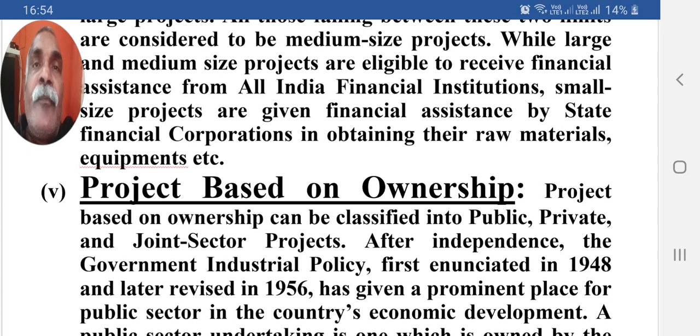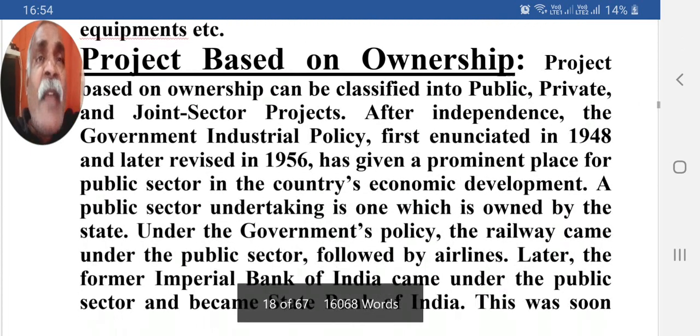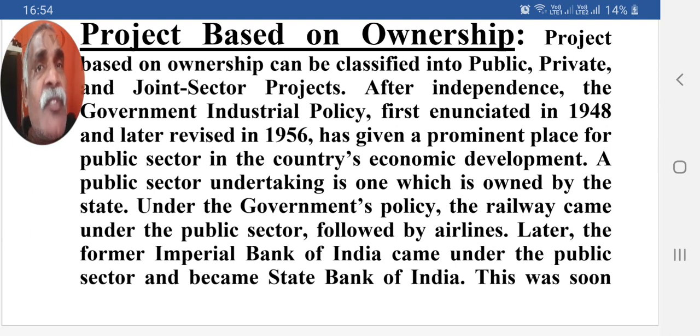Now, projects based on ownership. We can classify the project based on ownership. Ownership may be of three types, because three types of people are involved in this type of business. One is the government, state or central government. That is public sector undertaking. One is Reliance and Coca-Cola, Maruti, private sector undertaking. And the third one, with the help of public and private sectors, in collaboration of public and private sector. That is joint sector.